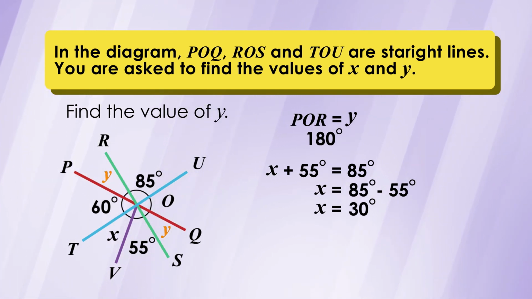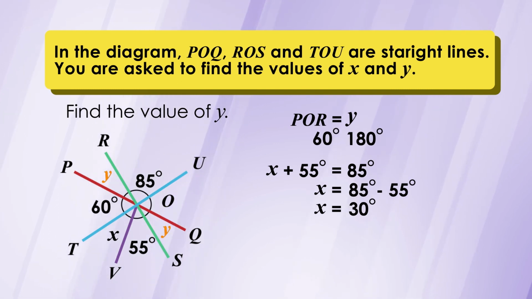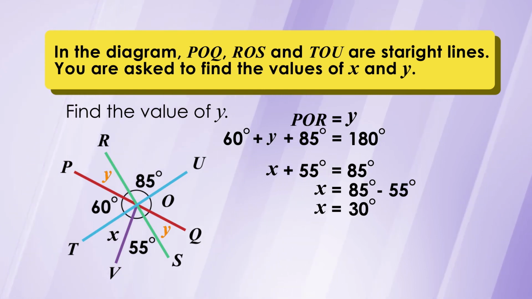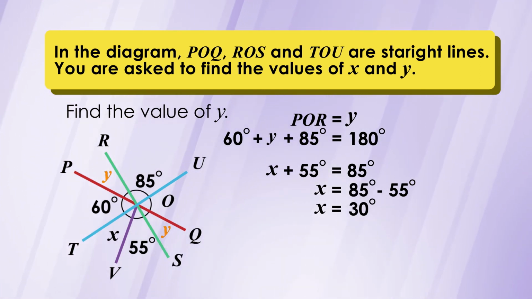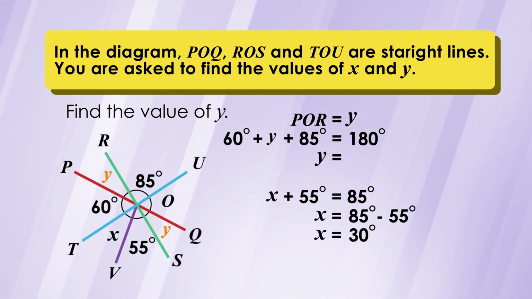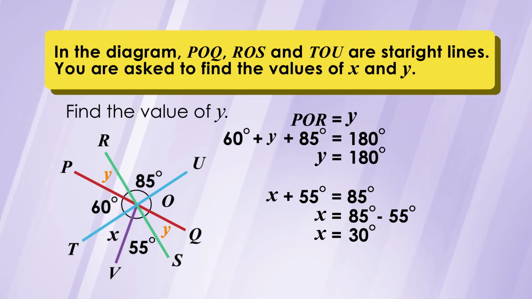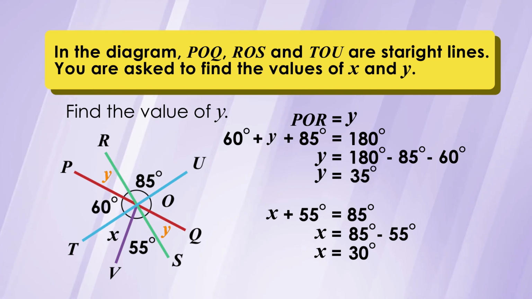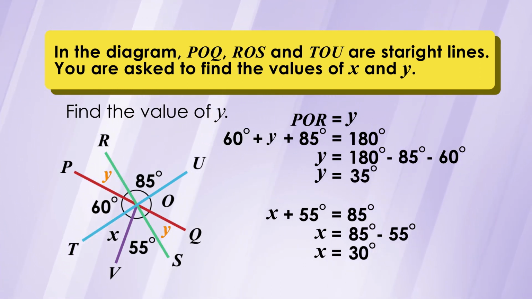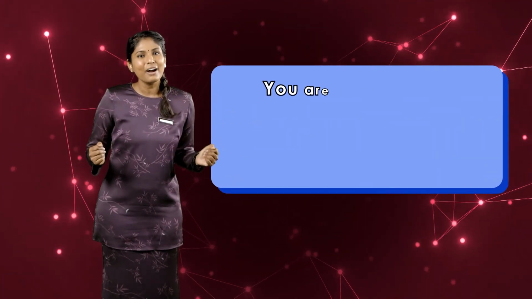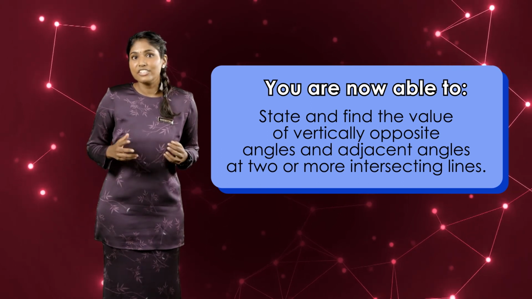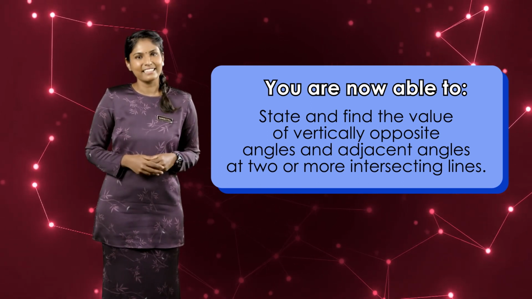We can write the equation as 60 degrees plus y plus 85 degrees equals 180 degrees. Next, we need to solve the equation to get the value of y. Y equals 180 degrees minus 85 minus 60. So the value of y is 35 degrees. Awesome! You are now able to state and find the value of vertically opposite angles and adjacent angles at two or more intersecting lines.